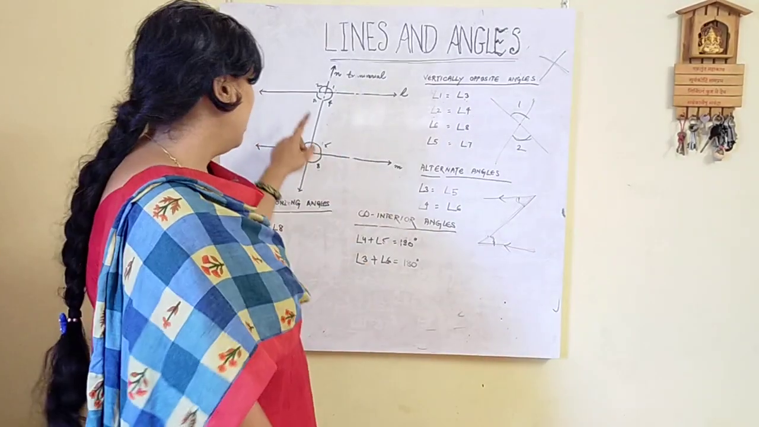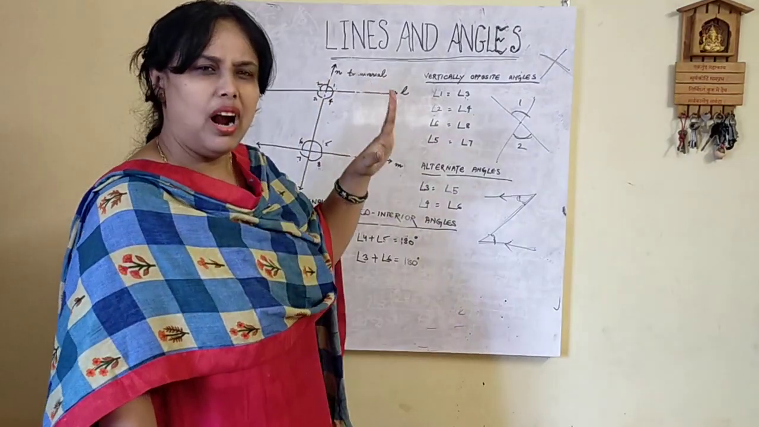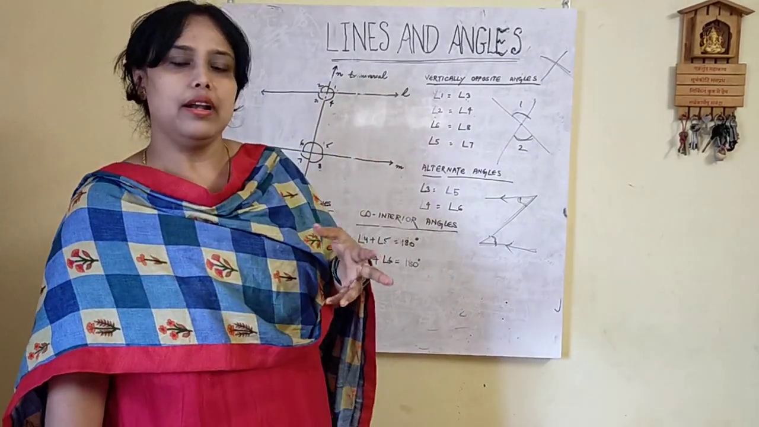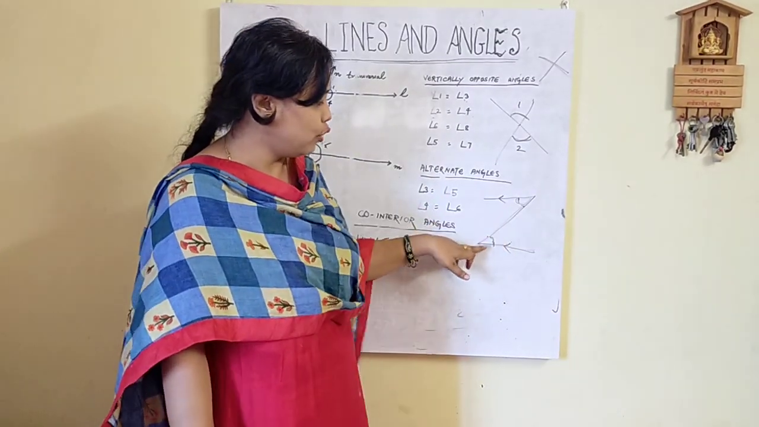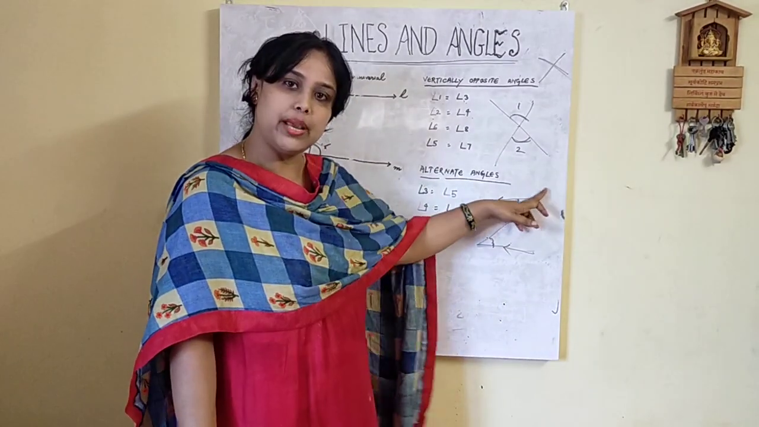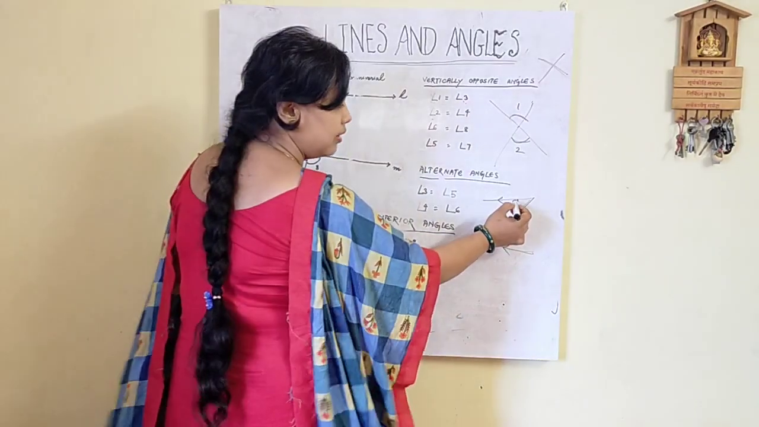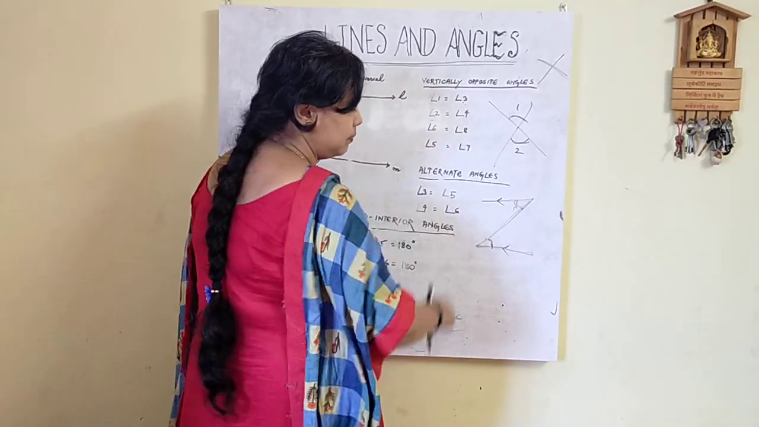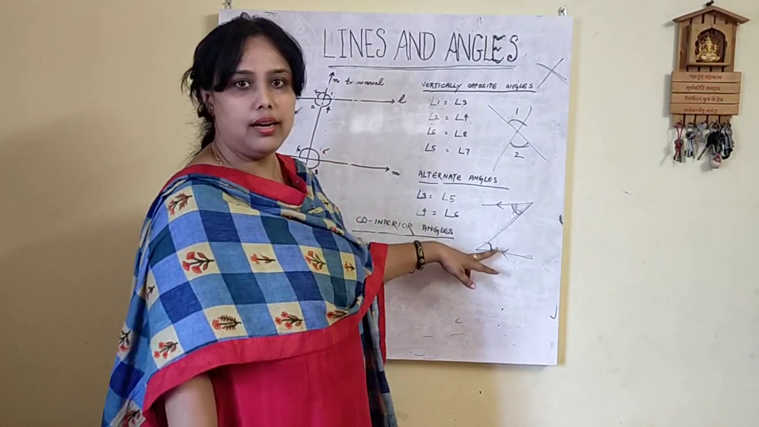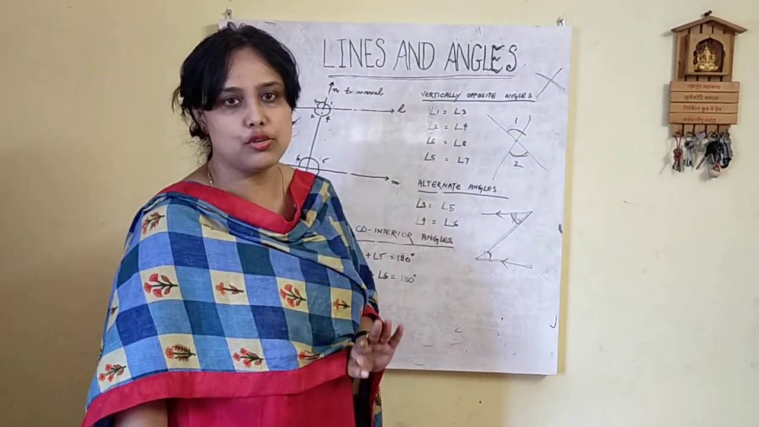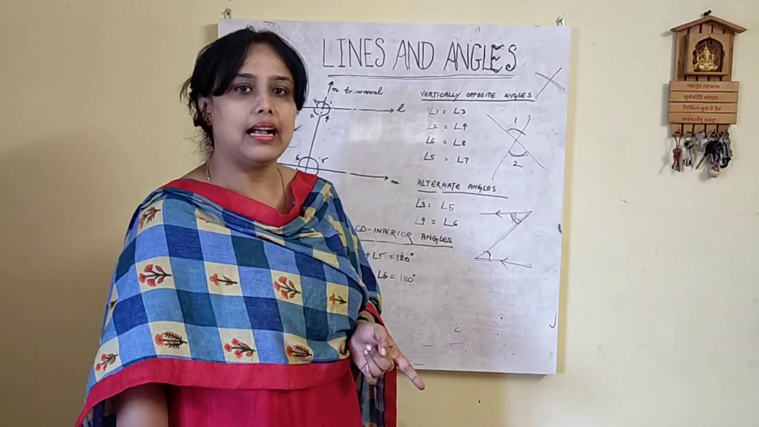Number two, alternate angles. What are alternate angles? As the name suggests, alternate means opposite. Suppose we draw two parallel lines and the transversal forms the shape of a Z. These two angles are called alternate angles. For two lines to be parallel, alternate angles should be equal.